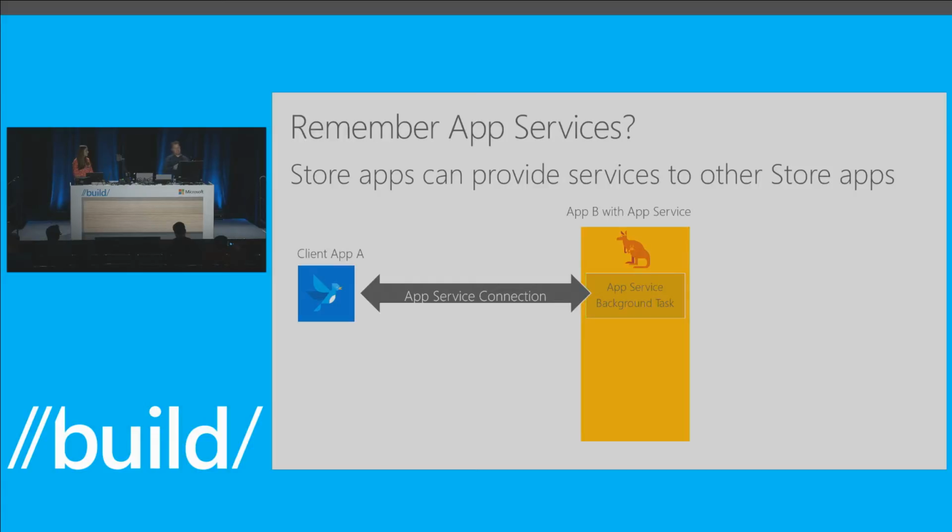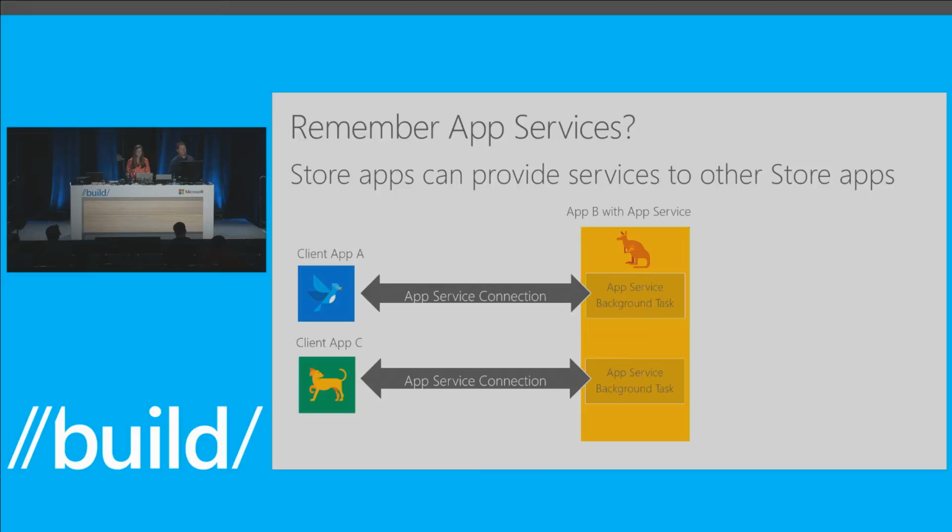And what this does is it actually activates a background task inside of App B. App B doesn't even have to be running for App A to be able to talk to it and get information, have a connection between the two apps. And of course, App C can also talk to App B, and App B can be this application that's providing services to a lot of apps on your device. You can kind of build this web of apps as apps are talking to each other.